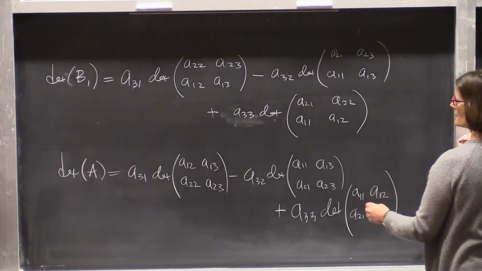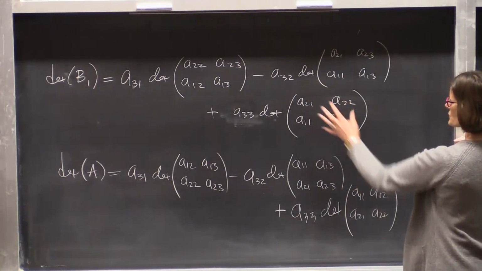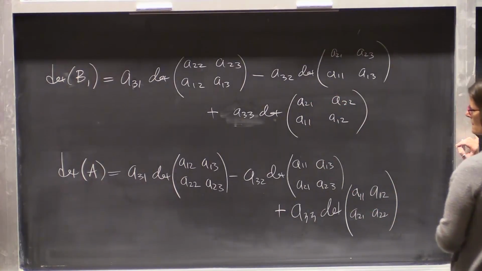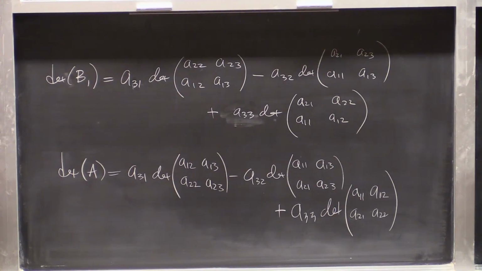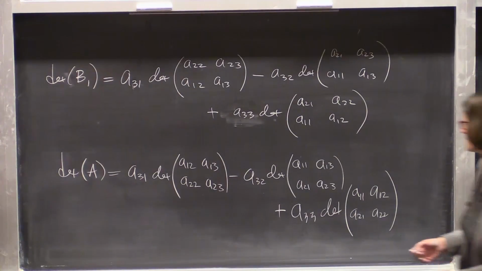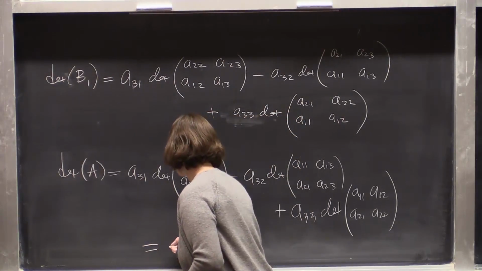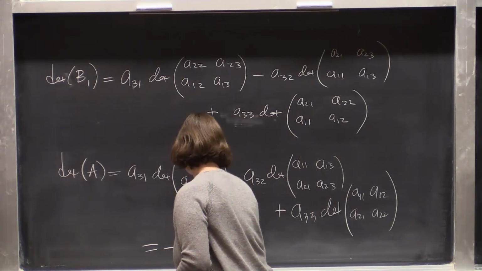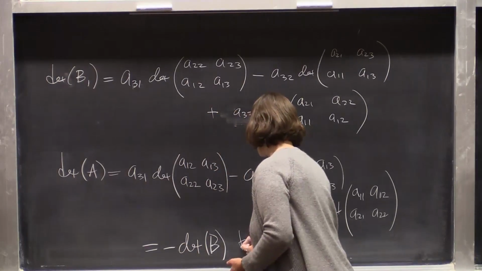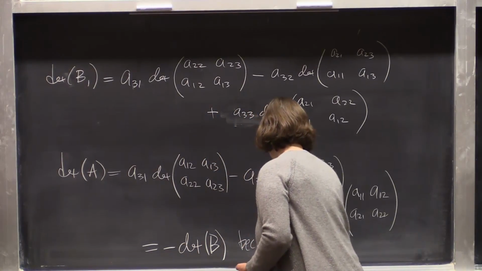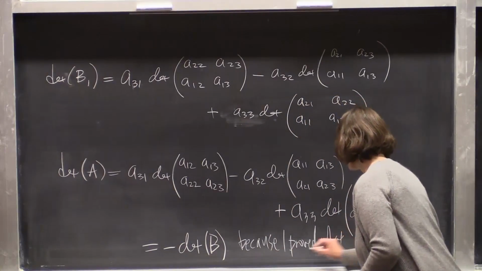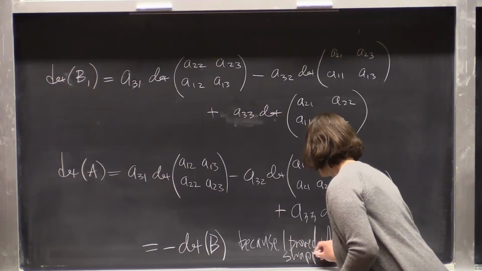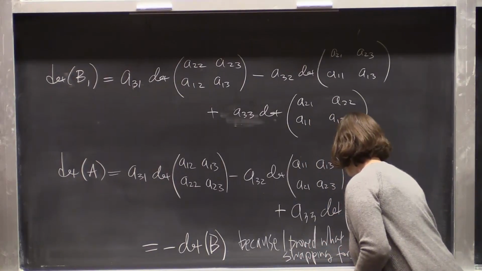A33, A33. Determinant of 2 matrices. How are these 2 matrices related? Swap 2 rows. But I've already proven for 2 by 2 matrices that if you swap 2 rows, you get the negative of the determinant. So this is equal to minus the determinant of B, because I proved what swapping does for 2 by 2 matrices.